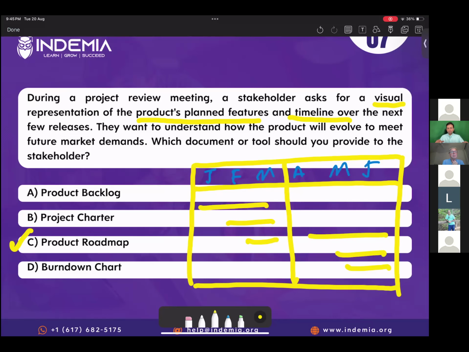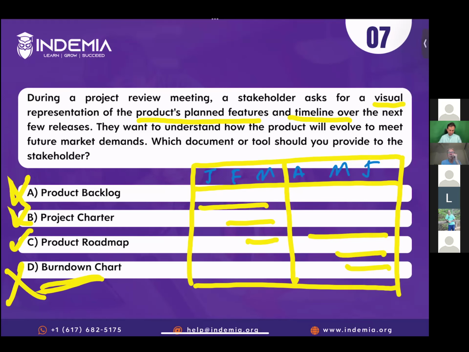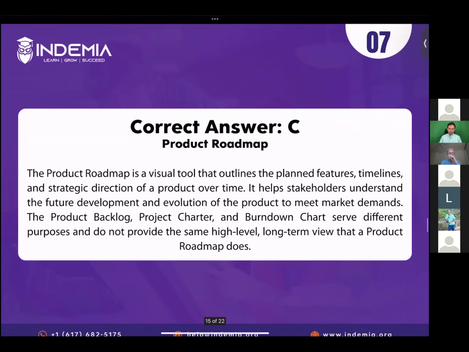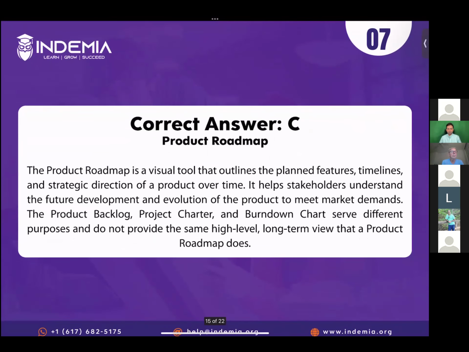Product backlog, it is just a collection of features, right? It has nothing to do with timeline. Charter, it has high level features, right? It's not a visual representation, it's a descriptive document. Burn down chart, it tracks performance or progress of your project. It tracks remaining work. So it can't be the right answer. So the correct answer is option C, product roadmap. Let's read the explanation. Next question.